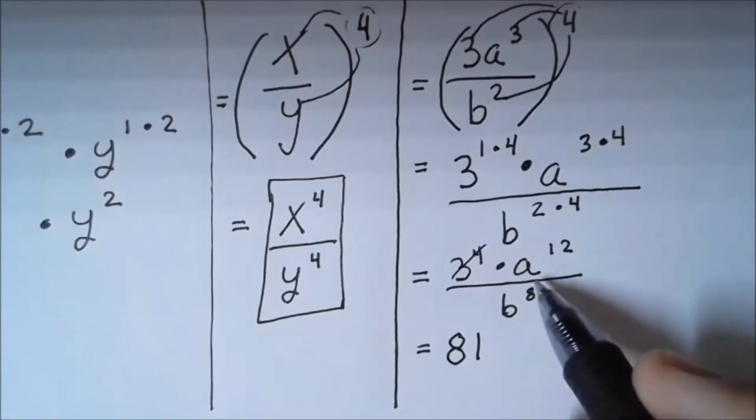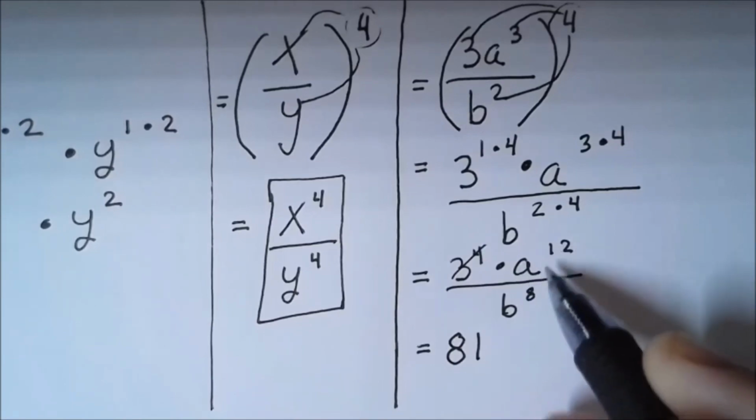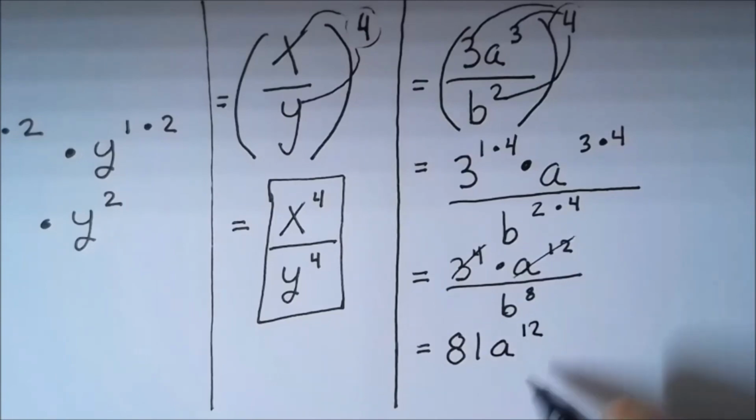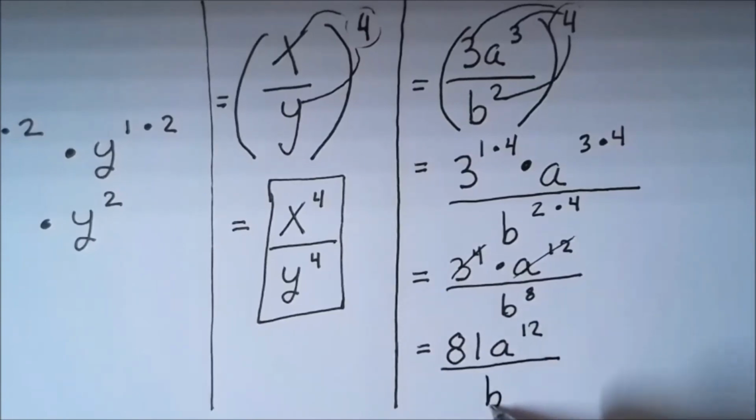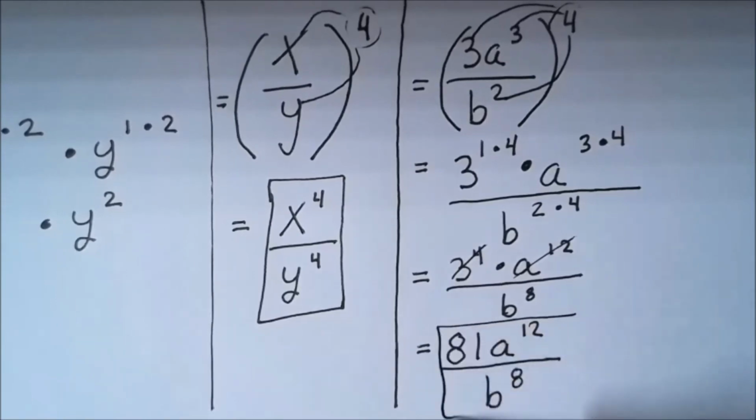Now when we're looking at the A, this is a variable. We don't know what its value is, so there's nothing we can do to it. So we're just going to bring it down. Times A to the power of 12. And same thing with the B. There's nothing we can do to it. So B to the power of 8. And now this answer is complete.